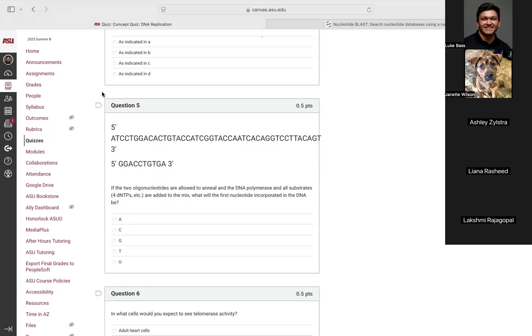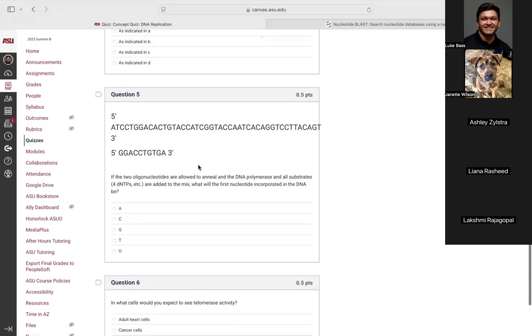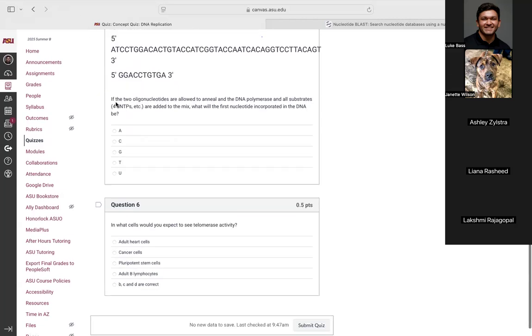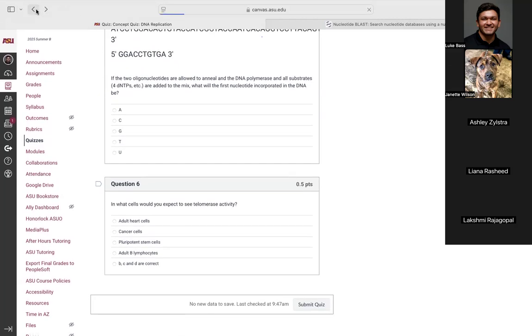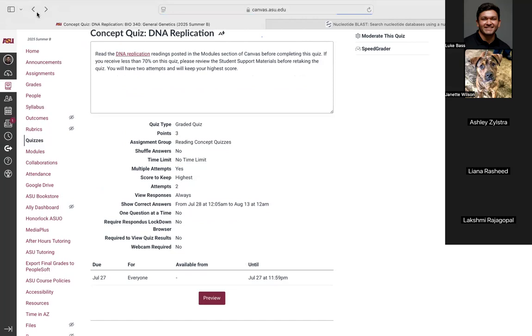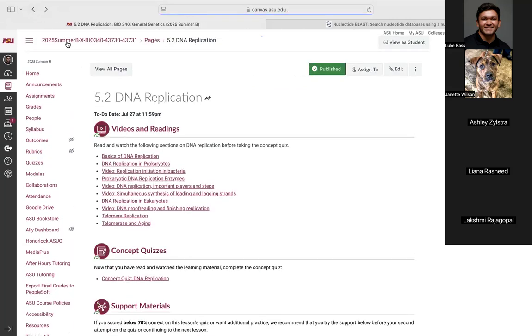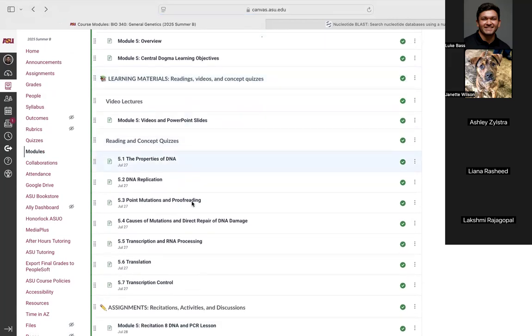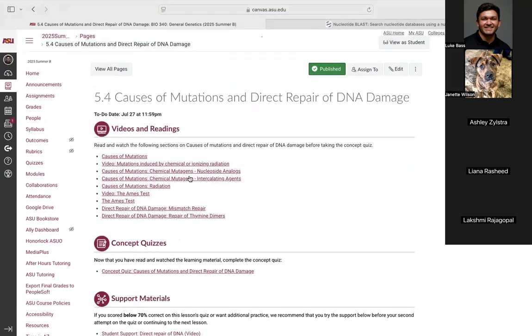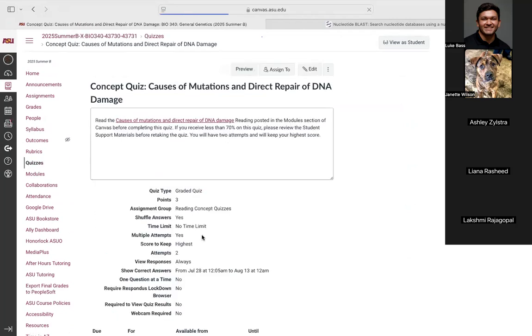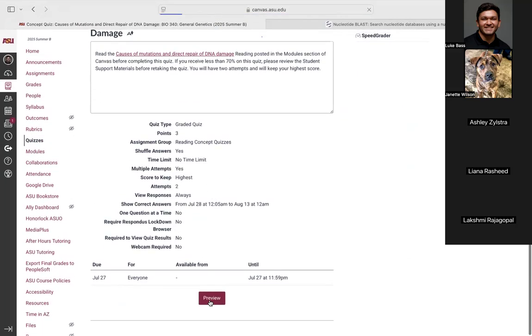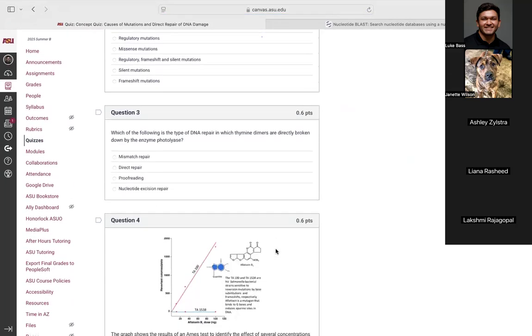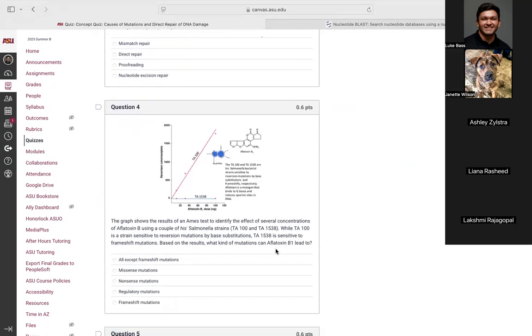And I have a question on causes of mutations and direct repair of DNA damage. At least if we can go through that together, I think we'll have some more insight. Question number 4, again with the diagram. Okay, I see. So it's question number 4 on this one.